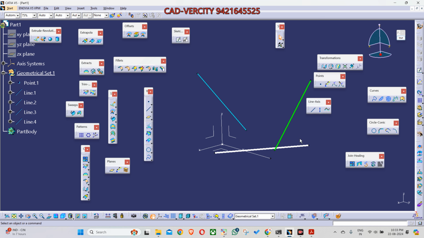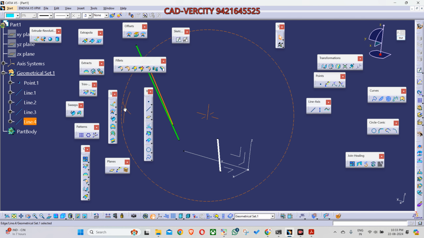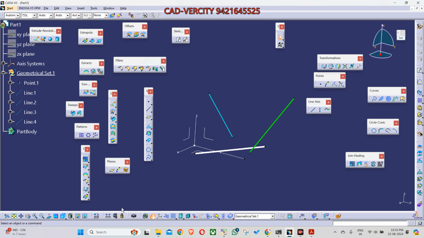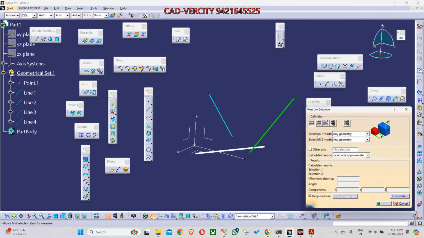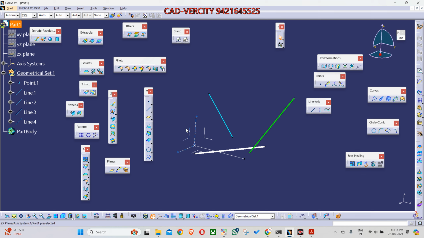No, the question is which line is parallel to which plane? Even though green is not parallel to blue, is it parallel? Let's check. How to check? Measuring tool, selection 1 mode, any geometry, selection 2 mode, any geometry. Blue, green. What is the angle between blue and green? 51.134. Is it parallel? No, sir. Tell me which line is parallel to which plane?